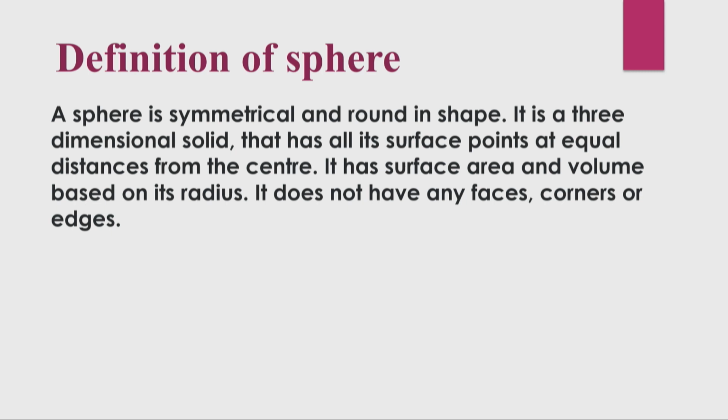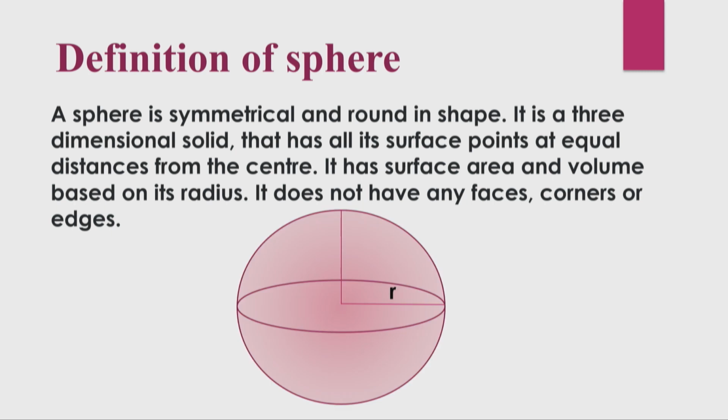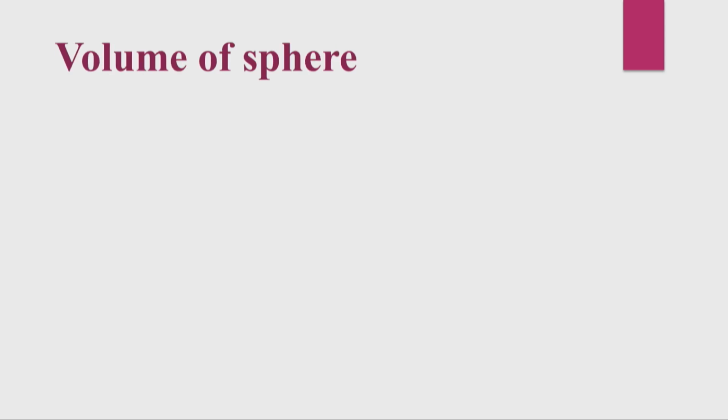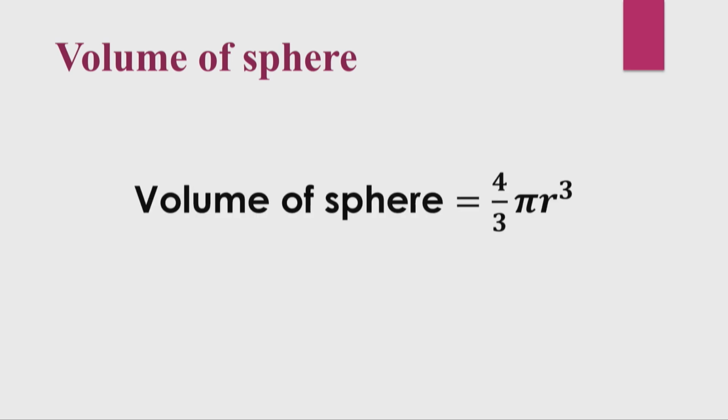It has surface area and volume based on its radius. It does not have any faces, corners, or edges. This diagram illustrates a sphere. The formula to calculate the volume of sphere is as follows. Volume of sphere is equal to 4/3 pi r cube.